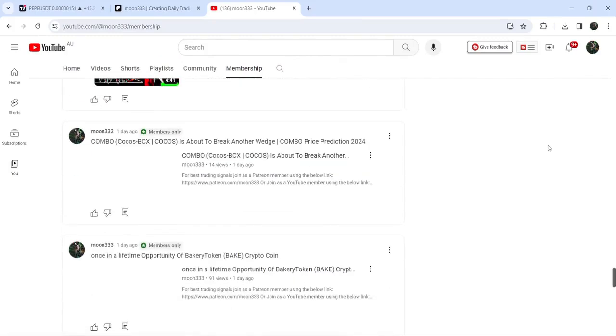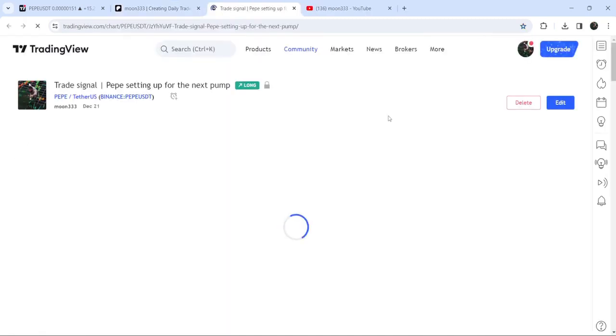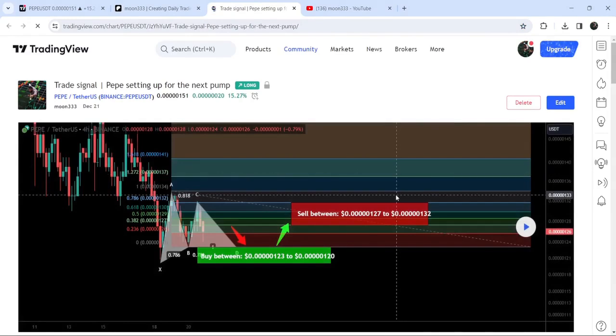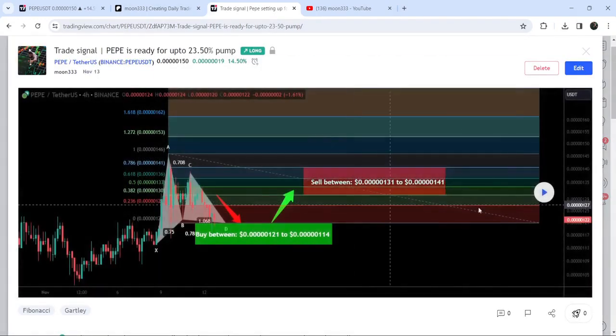First of all, let me begin with my most recent trade signal for PEPE, and that was a harmonic bullish reversal pattern formed with the US dollar pair, an expected harmonic bullish reversal Gartley pattern that was completing, as you can see on this 4-hour time frame chart. By the way, before that, I shared this harmonic bullish reversal Gartley pattern that was also formed on the 4-hour time frame chart with the US dollar pair.